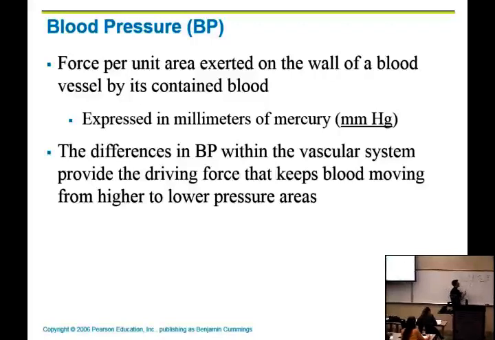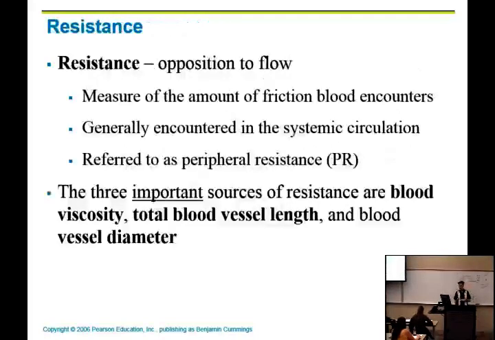So, that's why it has millimeters of mercury, but this is the force that's causing the blood to flow at any particular instance. And blood pressure is also going to be variable. So if we change the force behind the fluid, then that's going to change the flow, so they're certainly related. So we have blood flow, we have blood pressure, and then we have resistance.